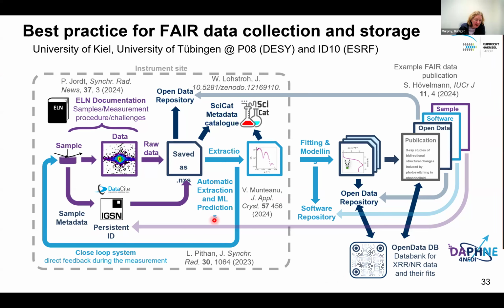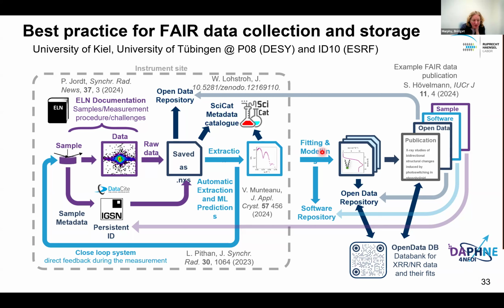Additionally, by using automatic extraction and machine learning prediction programs, we could successfully implement a closed loop system at ID10. So it's almost at that stage at P08. It still needs a click because of security issues, since the cyber attack at HZB, the Helmholtz Institute in Berlin, last year. We have to be very careful what we can do and how the different systems at the synchrotron can speak to each other.